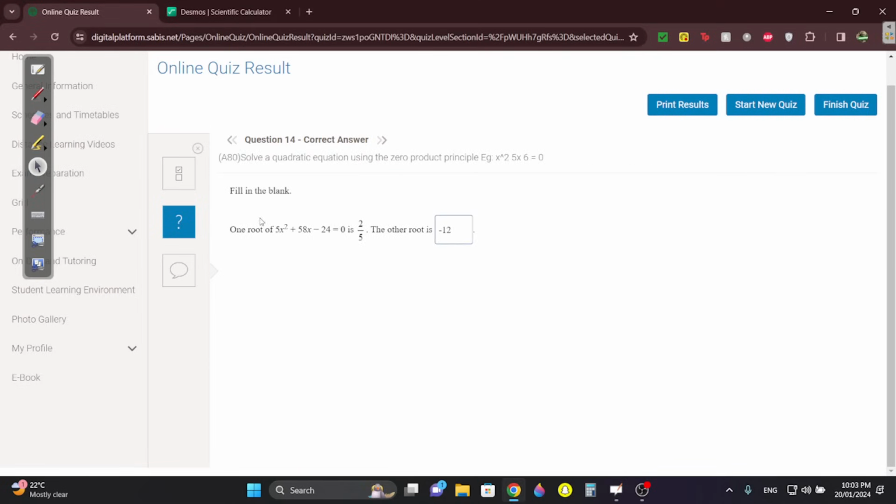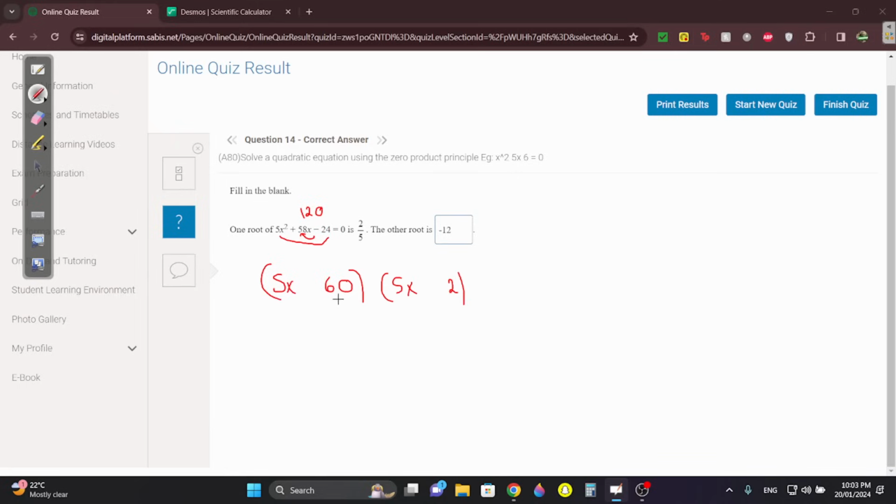Okay, one root. I used the quadratic formula. Okay, I got lost. Don't use the quadratic formula here. Usually yes, but here you can just factor normally. Okay, 5 times 24 is 120. You factor which two numbers, when you multiply them you get 120. When you subtract them you get 58. It's 60 and 2, so you get 5x and 60 and 5x and 2.